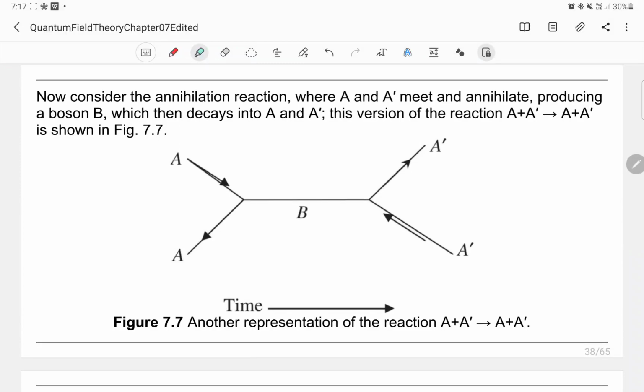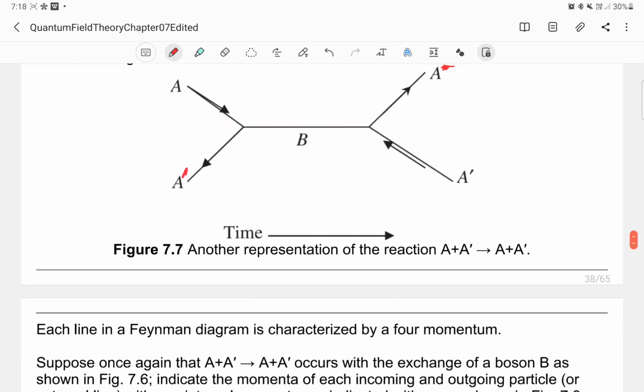Now for this figure, you have A and A prime annihilating and producing a boson, and then that boson decays into an A and A prime. So this is another version of A plus A prime going to A plus A prime. But this figure is supposed to be A prime because it's against the time, and then you have an A here. You don't have to put the prime there. So that's another representation of the reaction A plus A prime going to A plus A prime, with the time flowing from left to right.